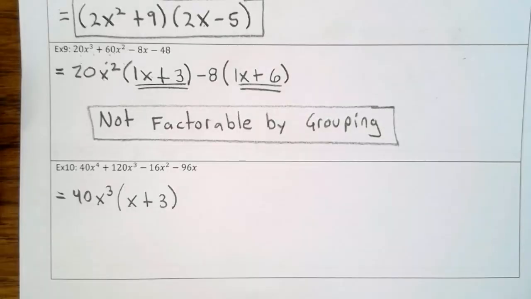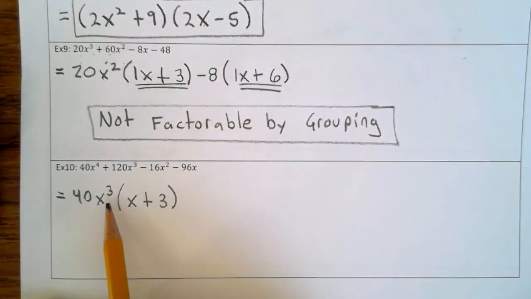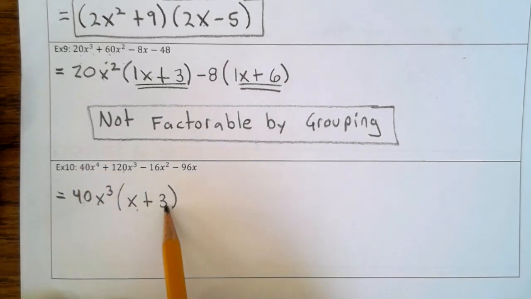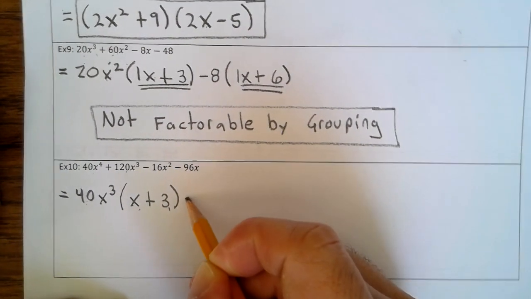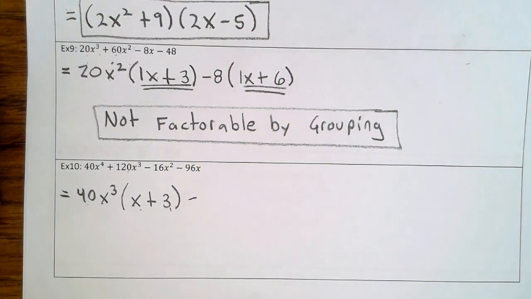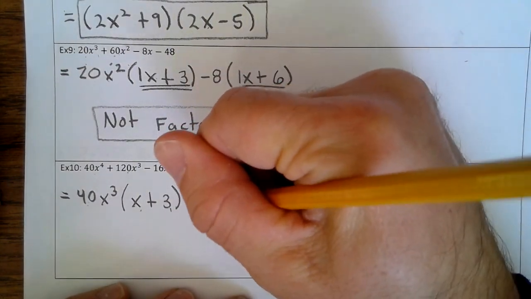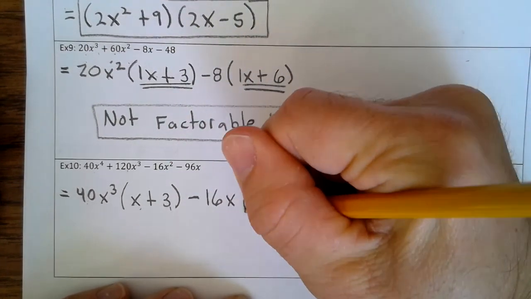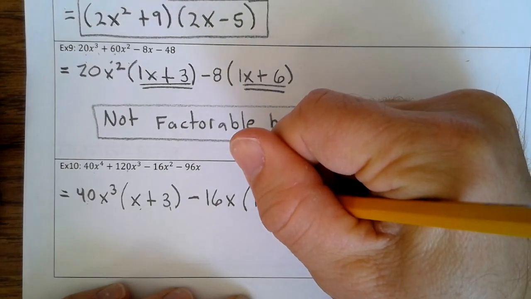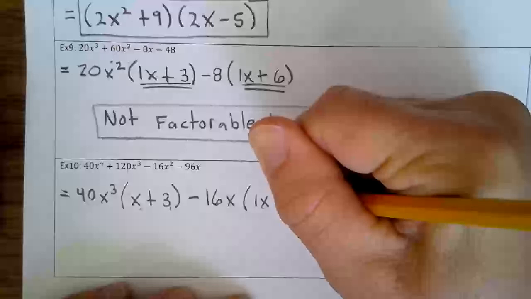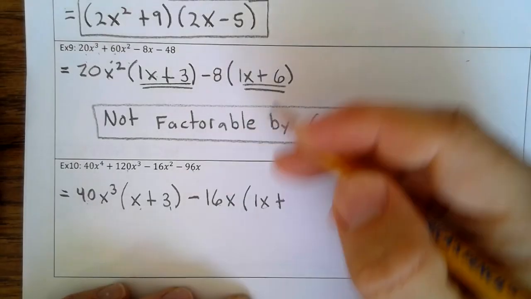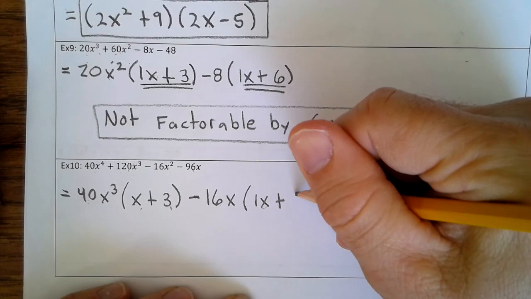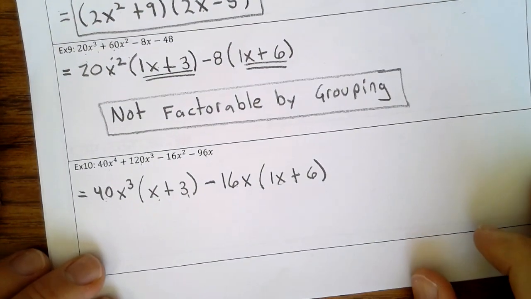Now, it looks like we can factor out 16, I think. So then that's minus 16. And it looks like we can factor out an x. And that leaves 1x plus 96 divided by 16 is plus 6. So in essence, same thing here. These aren't the same, so it's not factorable by grouping.